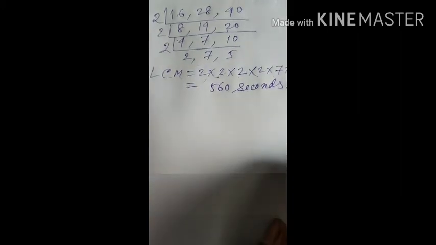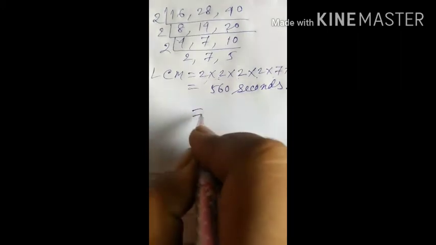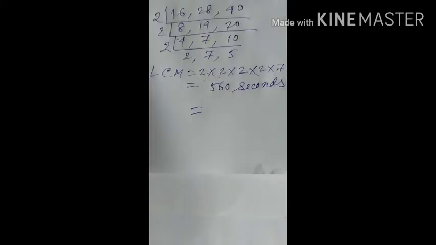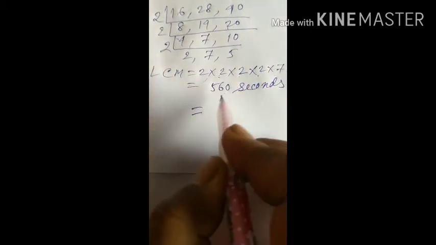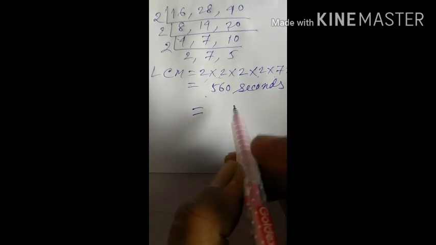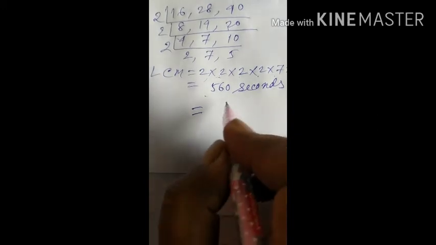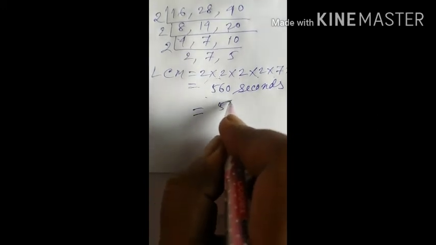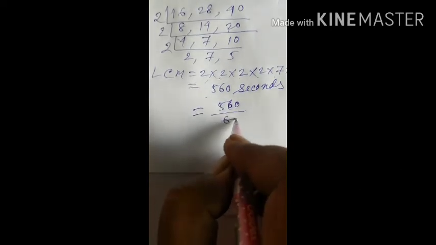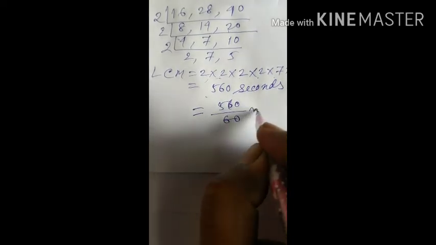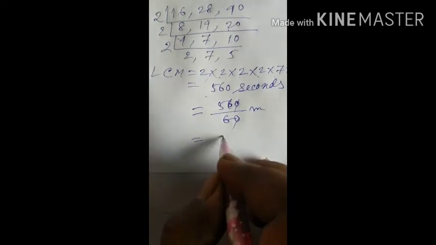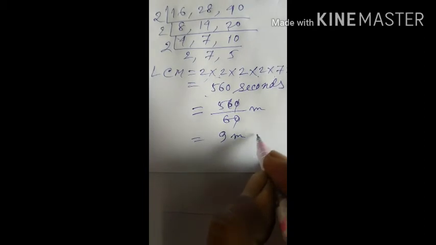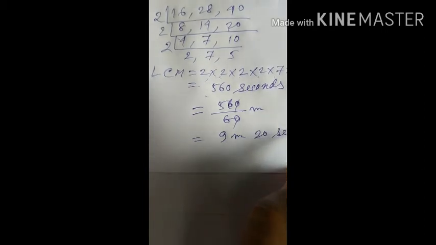So the three lights will change together after 560 seconds, that is 560 divided by 60 minutes, that is 9 minutes 20 seconds.